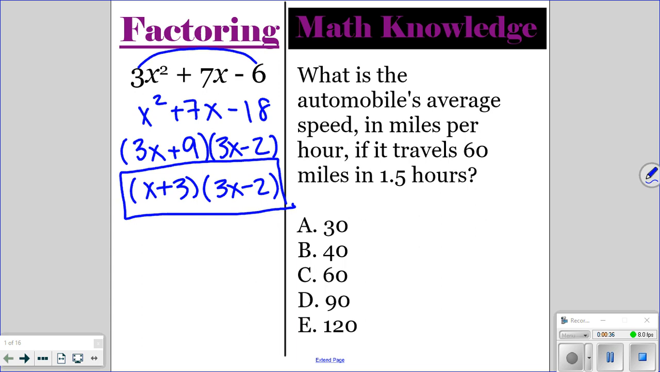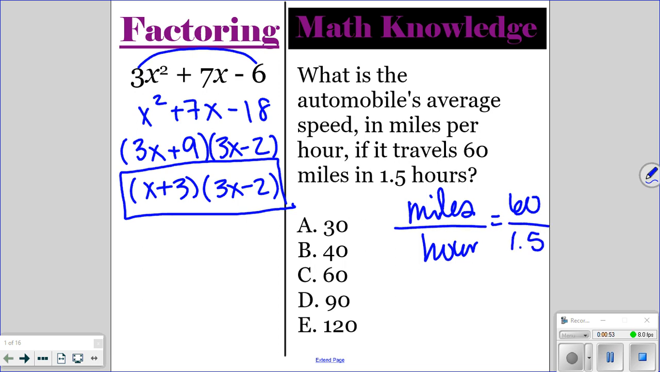For the math knowledge question, we want to know average speed in miles per hour. So our miles were 60, and then the hours 1.5. So 60 divided by 1.5 gives you 40. So 40 miles per hour is your average speed.